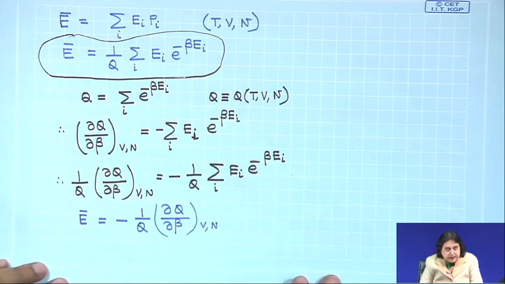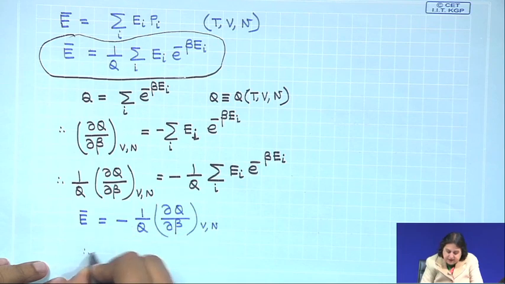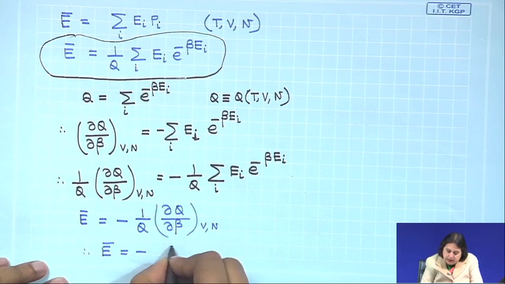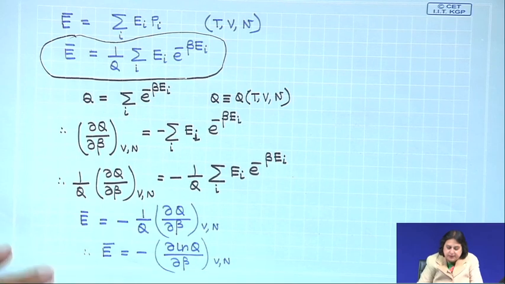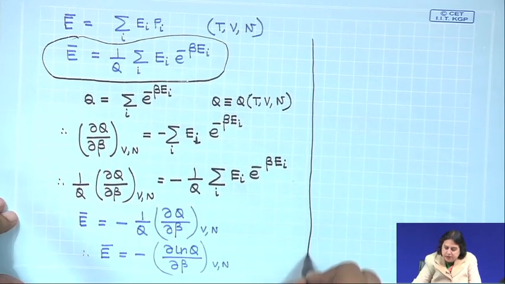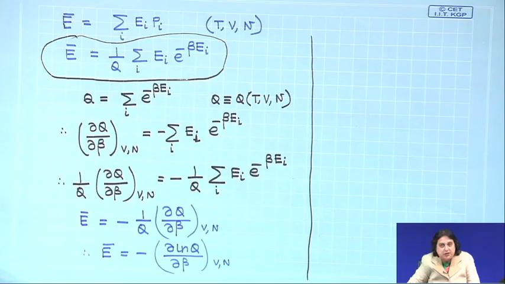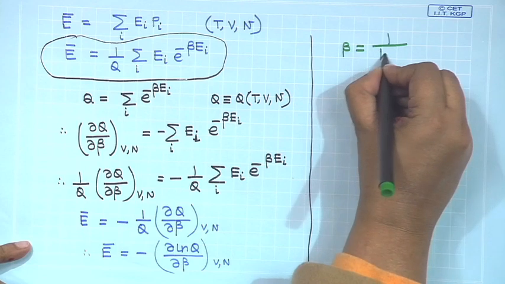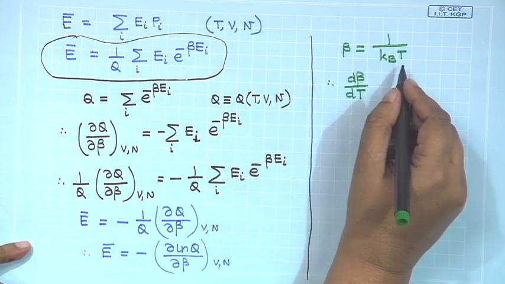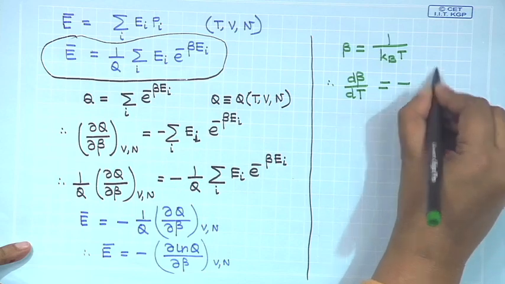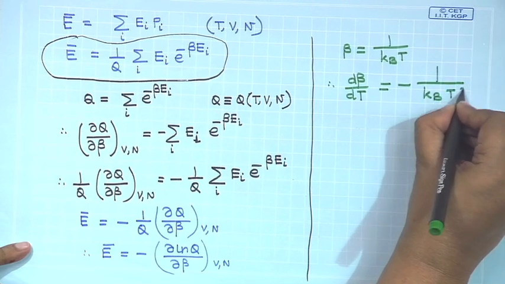But as you see, this can be further simplified. I can very easily write down that E bar is equal to minus del ln Q del beta, keeping V and N constant. Okay. Now, somebody may argue that, well, actually we would like to see the derivative with respect to temperature rather than beta. So, that is pretty simple. Once again, we start from the definition of beta. Beta is equal to 1 by kT. Therefore, what is d beta dT? It is a function of temperature, kB being a universal constant, that is minus 1 by kB T square.